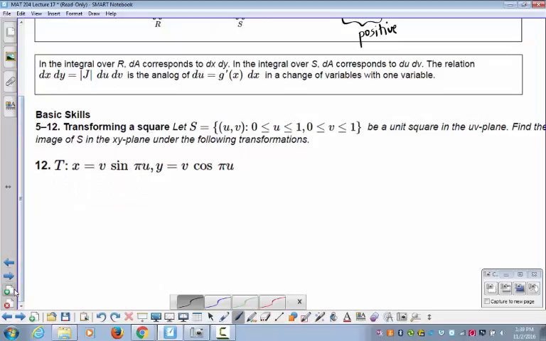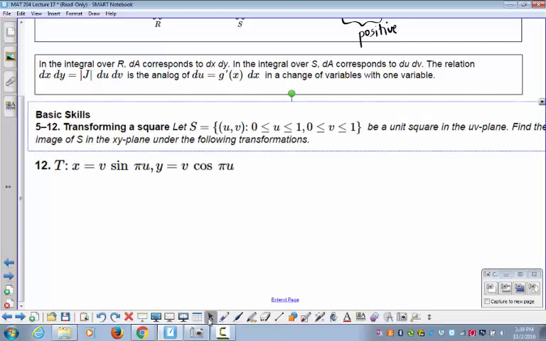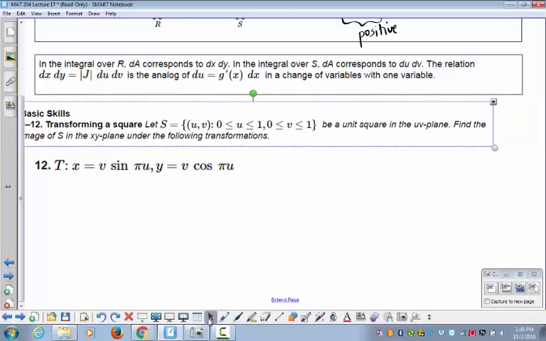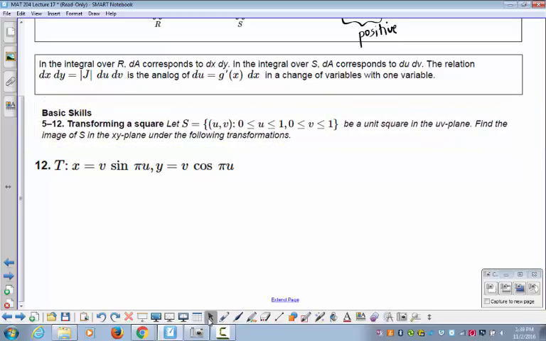So let's do a simple problem first. And here they are, we want to just investigate what this concept of a transformation means. So we're transforming from a region in two-dimensional space to another region in some other two-dimensional space. So a little different than what you've done in the past.